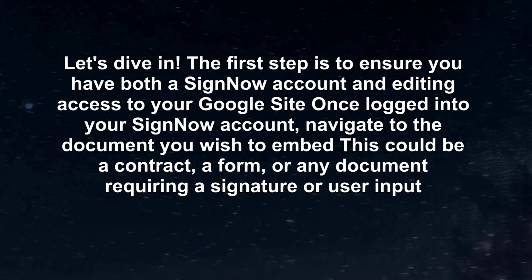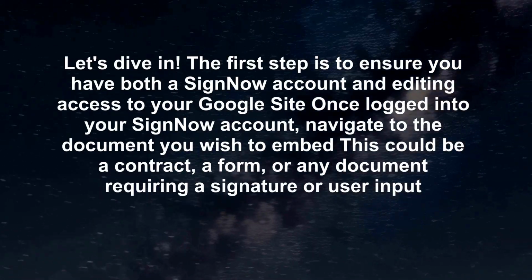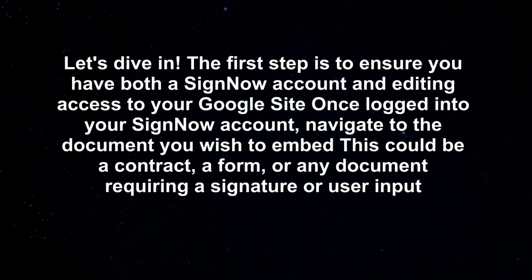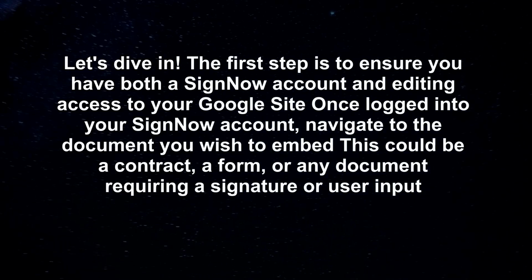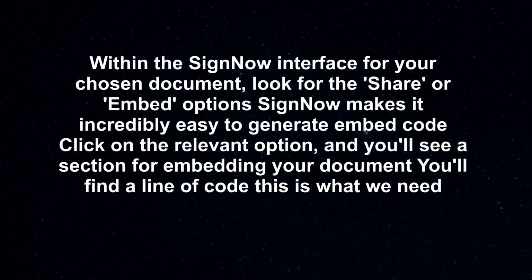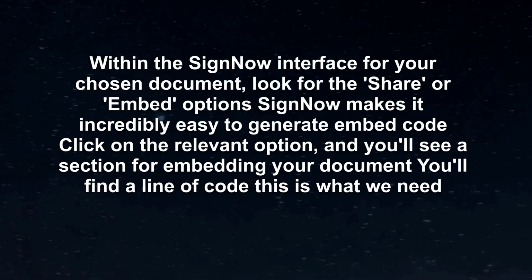Once logged into your SignNow account, navigate to the document you wish to embed. This could be a contract, a form, or any document requiring a signature or user input. Within the SignNow interface for your chosen document, look for the Share or Embed options.